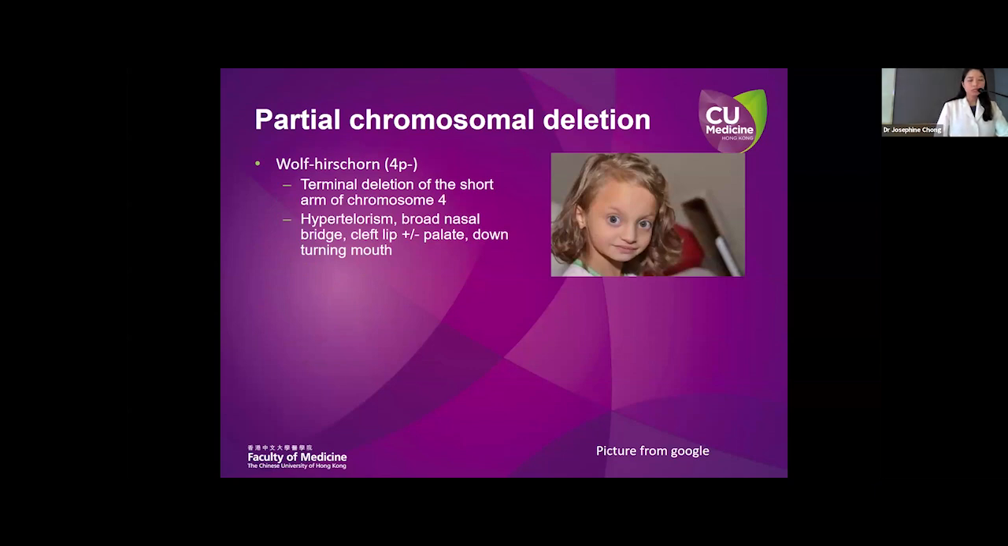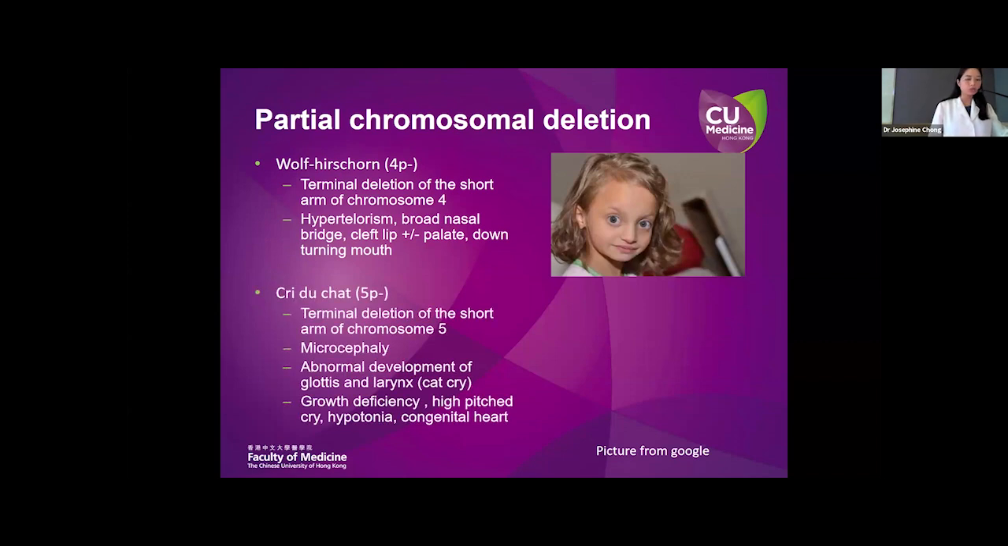Partial chromosomal deletions involving different chromosomes also could occur. Some of them may have a terminal deletion of the short arm or the long arm. And for this group, it's 4p minus. So this group of patients may have typical features of hypertelorism. You can see the distance between the two eyes is wide, with a broad nasal bridge. And then cleft lips, some of them may have cleft palates, and a down-turning mouth.